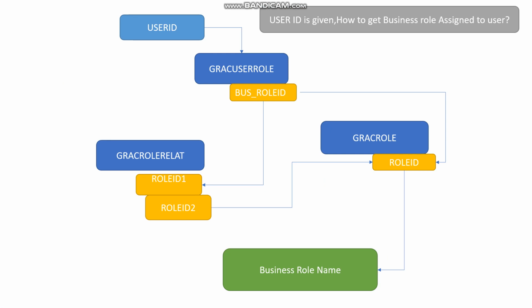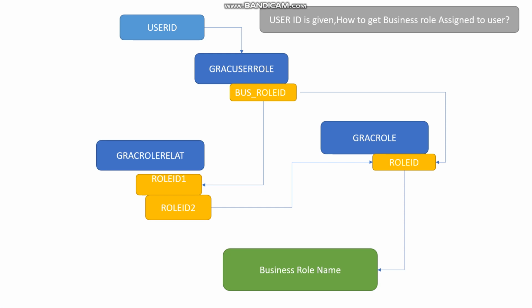Second is, take the business role ID and put it in role ID 1 of the GRSE role relation table. On the left-hand side you can see role ID 1 means business role ID, and then you will get role ID 2. Copy role ID 2 from the GRSE role relation table and go to the GRSE role table once again, as you can see in the flow diagram, and then you will be getting the business role name.